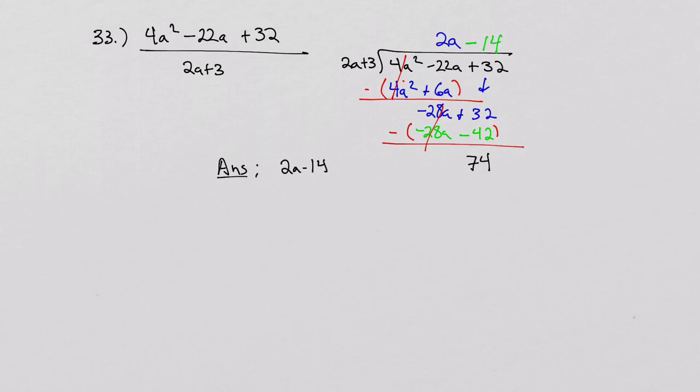That is our quotient right up here. And this is our remainder down here. And so what we write is 2a minus 14, and then remainder is 74.